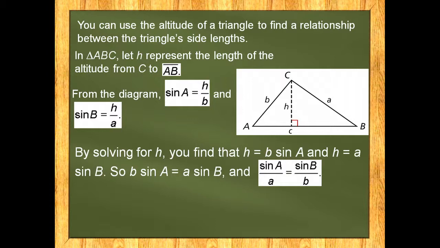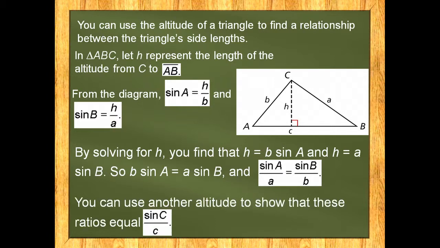By solving for h, we get that sine of A over little a is equal to sine of B over little b. This gives us the law of sines. If we use another altitude, such as if we dropped an altitude from vertex B down to AC, we would also have that sine of C over little c equals sine of A over little a and sine of B over little b. So you can use any of the three ratios.